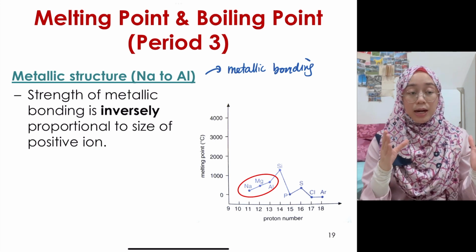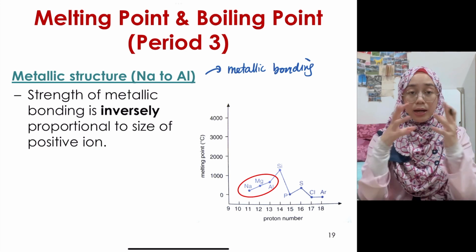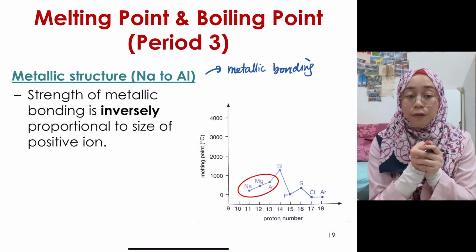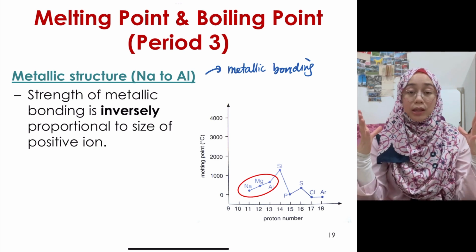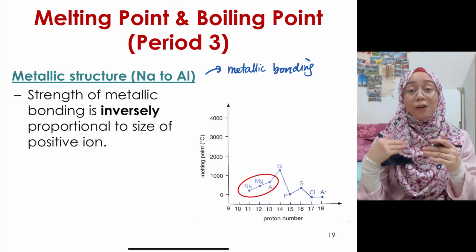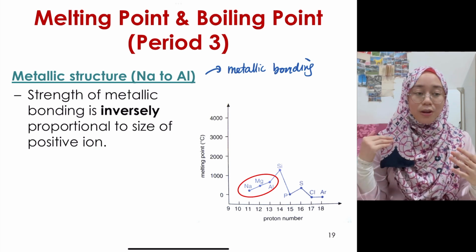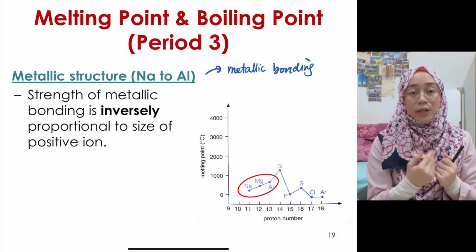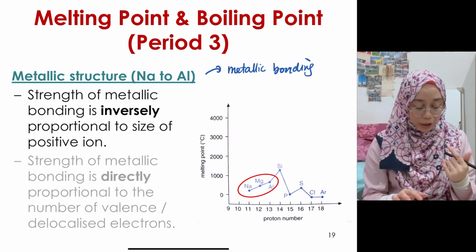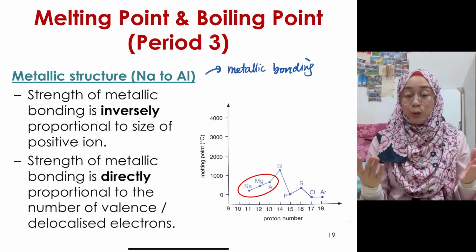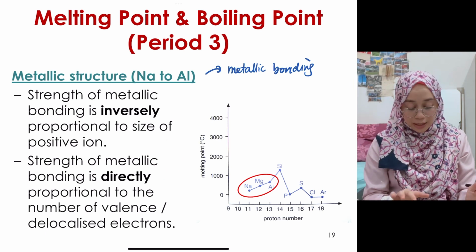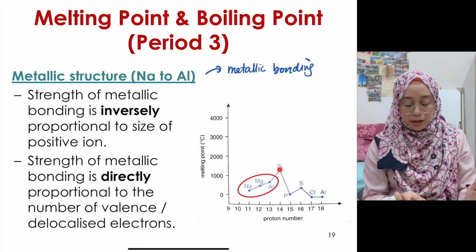Okay, sebab daripada sodium ke aluminium, aluminium has the smaller size. So sebab dia smaller size, therefore dia lagi besar dia punya metallic bond. Or satu lagi kita boleh kaitkan dengan the number of electron released by the aluminium, because aluminium release more electron compared to sodium, so that's why it has a stronger metallic bond. Yang tu pun boleh juga. So up to you.